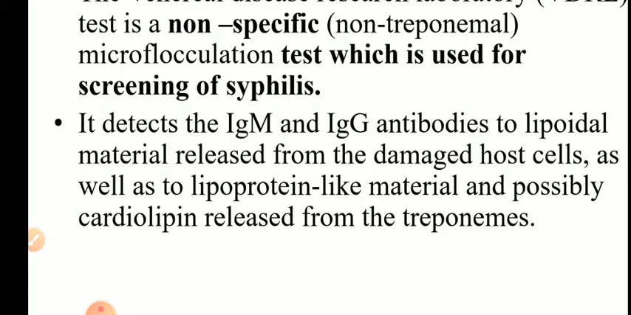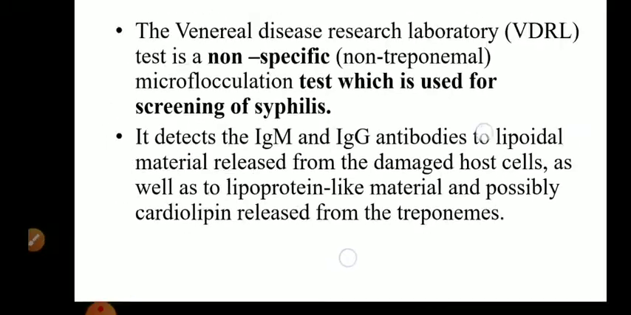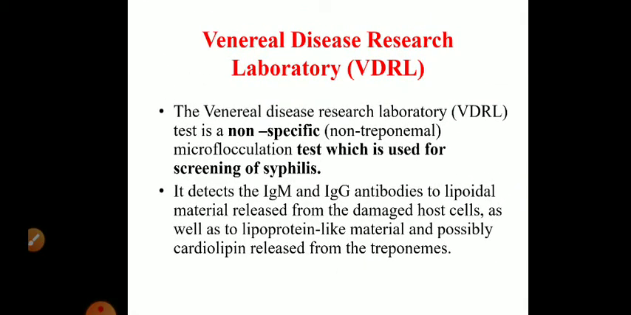So, in the VDRL test, we actually detect anti-lipoidal reagin antibodies released from the damaged host cells, as well as antibodies that are formed against lipoprotein-like material, possibly cardiolipin released from the treponemes, right? So, the VDRL test is a non-specific, non-treponemal test used for rapid screening of syphilis. The test detects anti-lipoidal reagin antibodies.